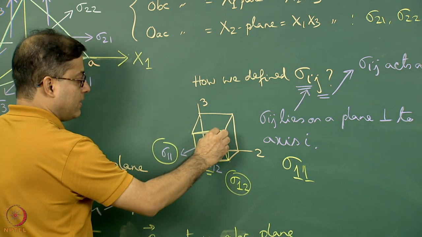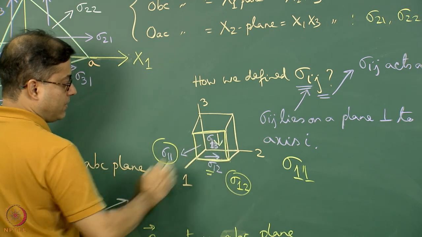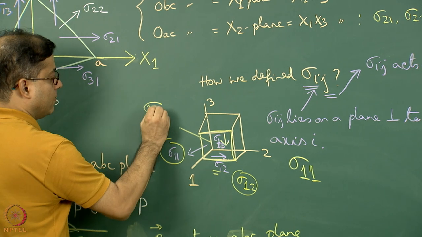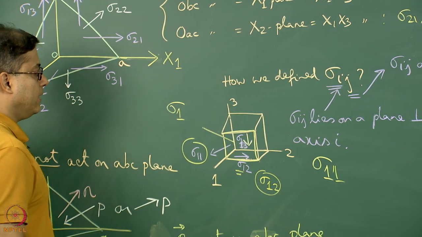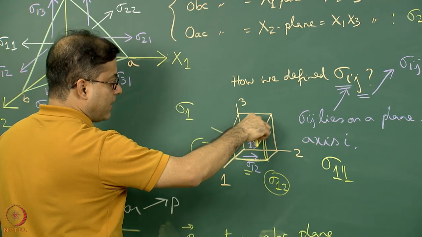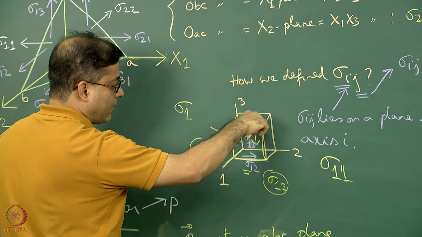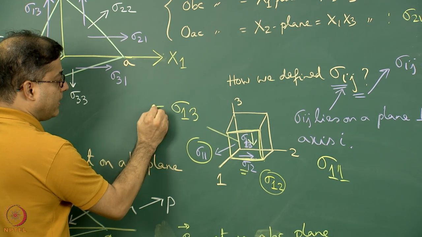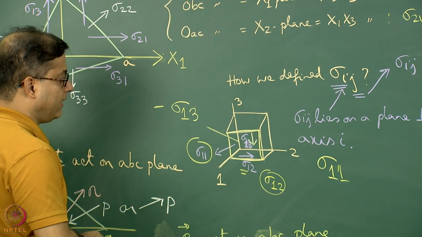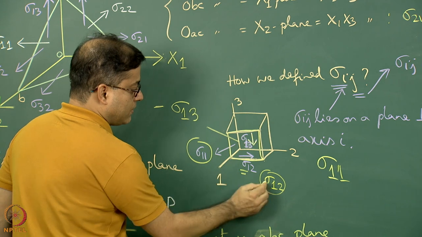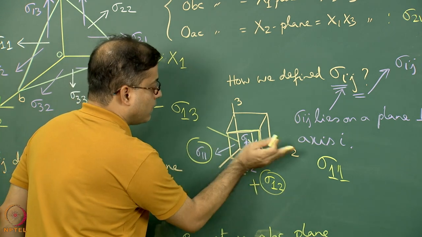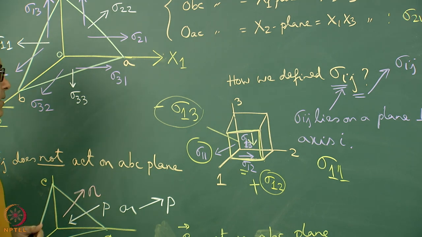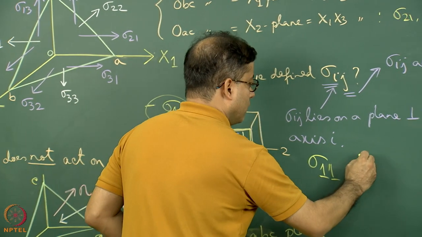I have another shear stress here, if I consider. This is lying on plane 1, so I write sigma 1. Now we can see it is acting towards the negative side of direction 3. So I can write sigma 1-3, and magnitude-wise I can take minus. If I take sigma 1-2 as positive, going towards the positive side, this I can take as negative in certain calculations.